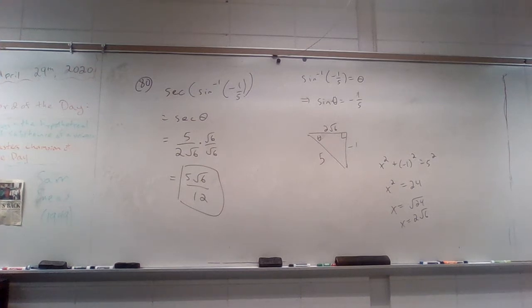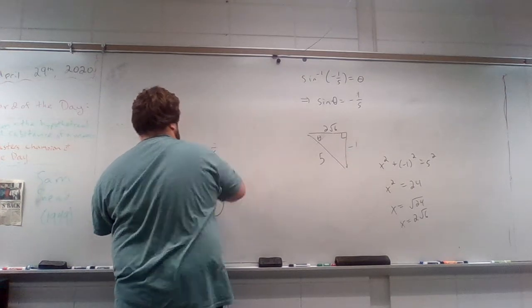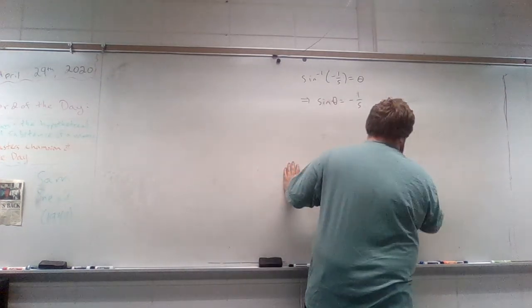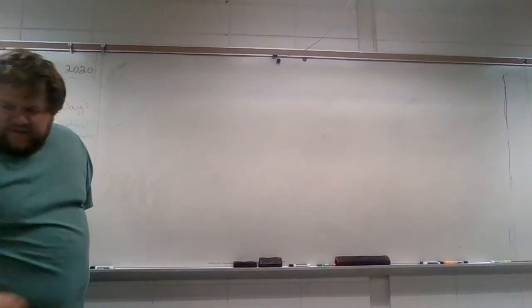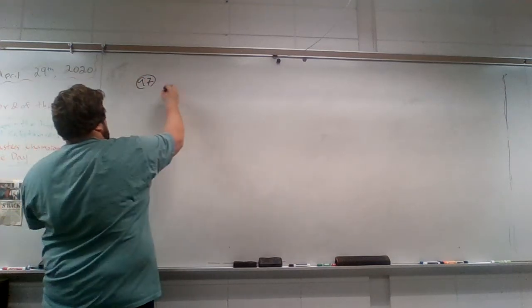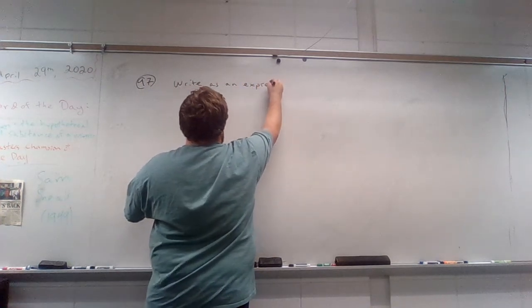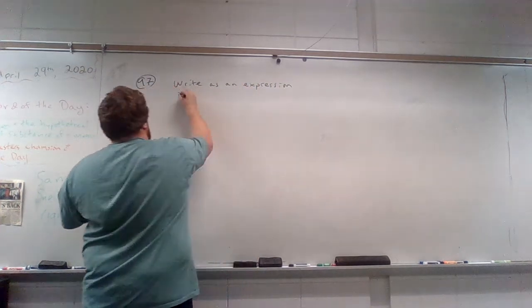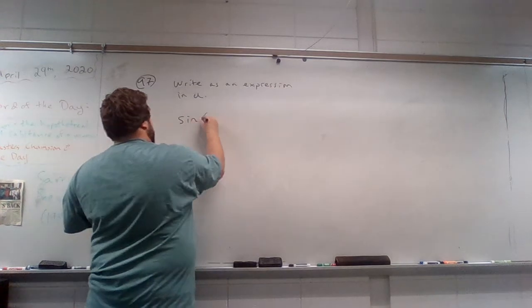All right, let's do one more for fun here. Let's say we were trying to do this. So this one is 97, right, as an expression in u. And this is actually something that we might need, okay? So this is sine of arc cosine of u.